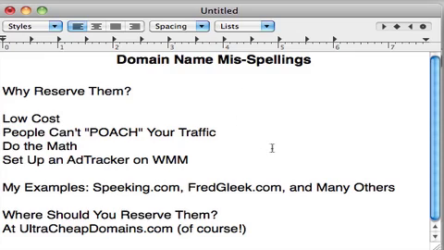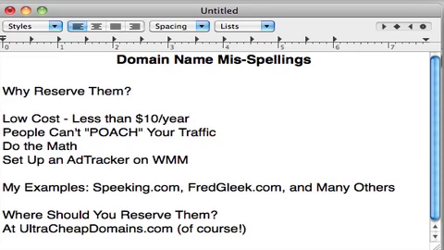There are a number of different reasons. First off, it's low cost. For less than $10 per year. Again, that's $10 per year. You can now get everybody who misspells your name, or some domain name that you have that would have a logical misspelling, and you can have them get to the correct source.